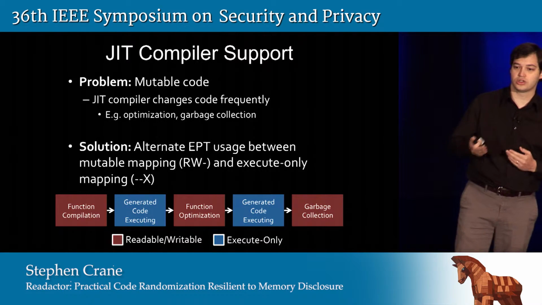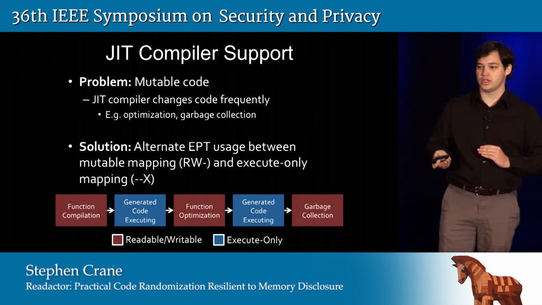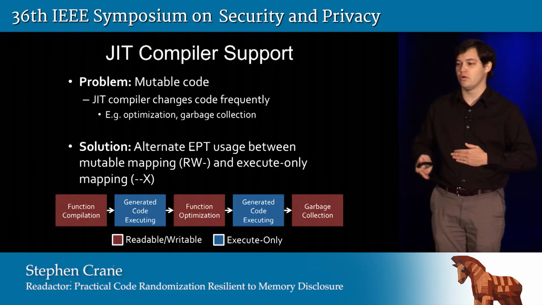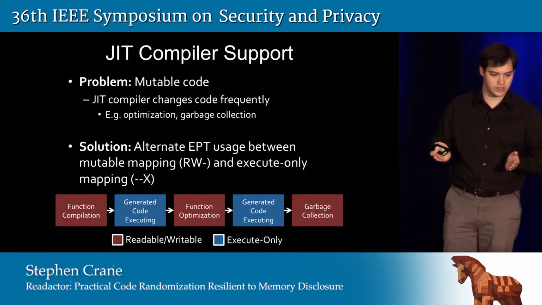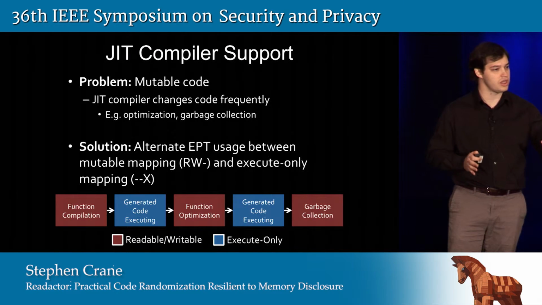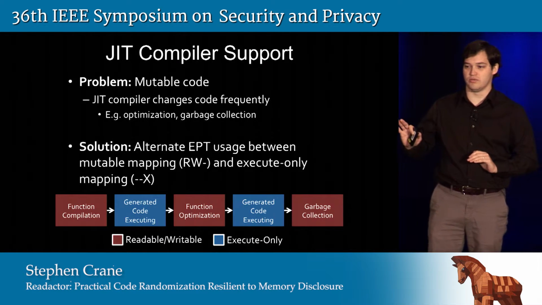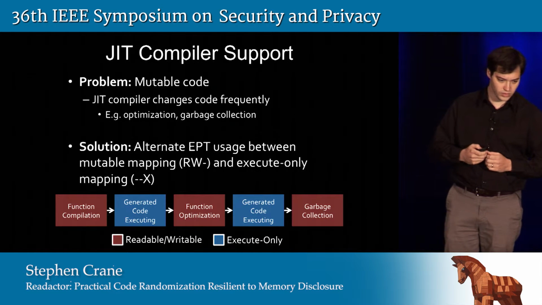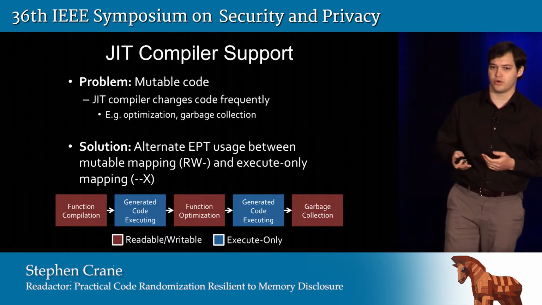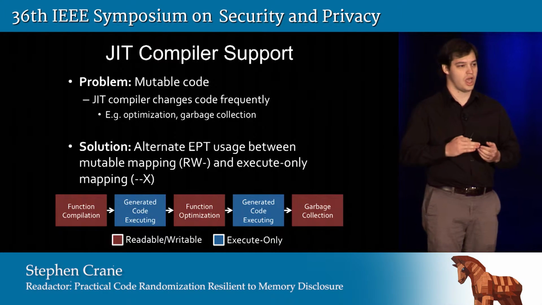So we solve this by alternating usage between a mutable mapping and an execute-only mapping. When the JIT compiler needs to treat a page as data, we map it read-write. And when it needs to treat a page as code, we remap it as execute-only. You can see the details for this in the paper. We were able to do this very efficiently by having two EPT mappings, a legacy mapping that allows read-write, and an execute-only mapping, and we can switch between these two efficiently. You can also see the paper for more details on other challenges that we ran into when implementing JIT support. So we actually modified the V8 JavaScript JIT in Chrome in order to support execute-only memory fully.